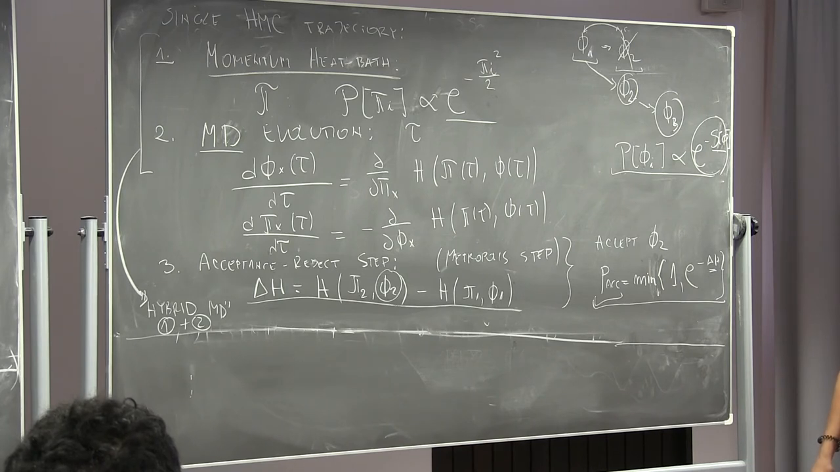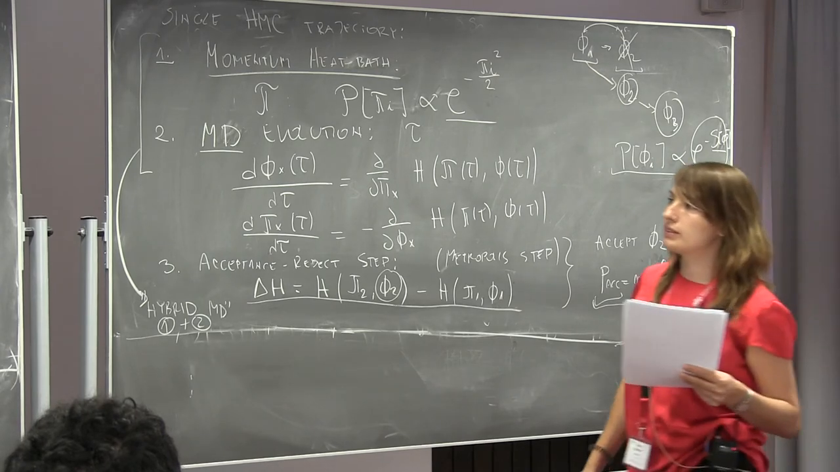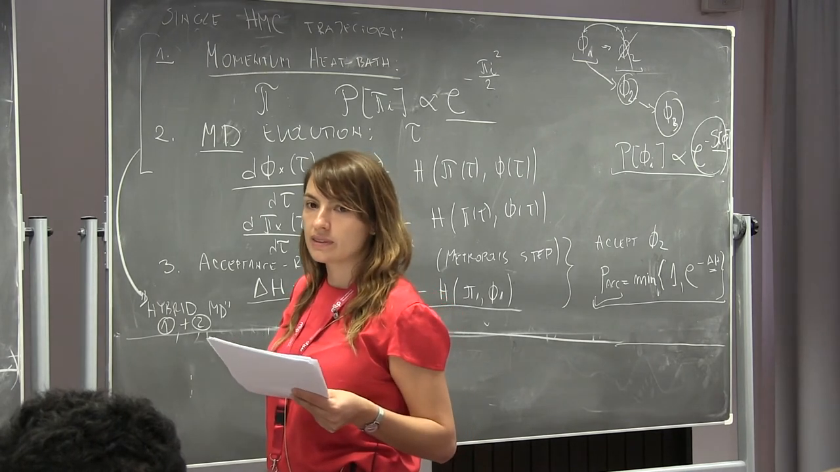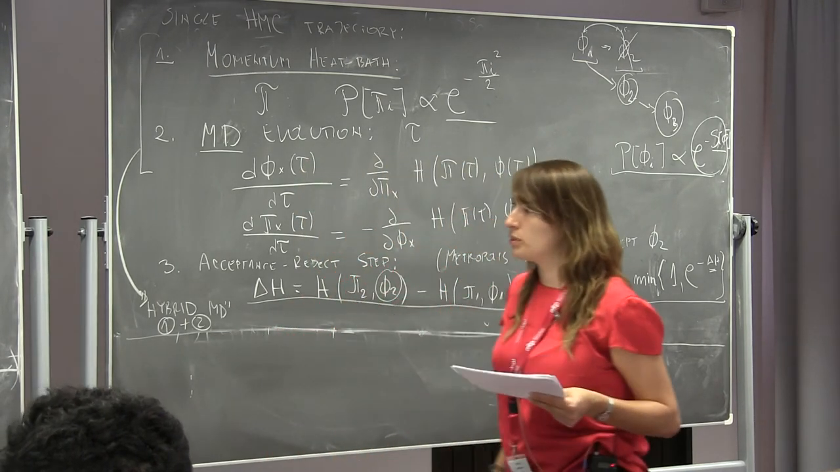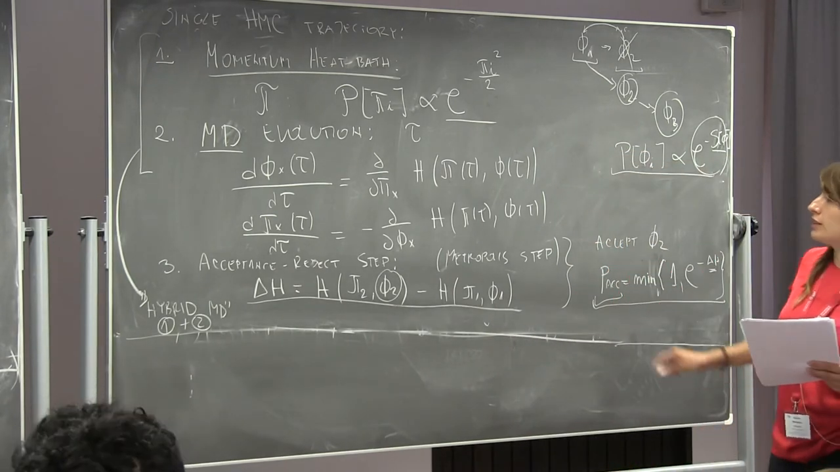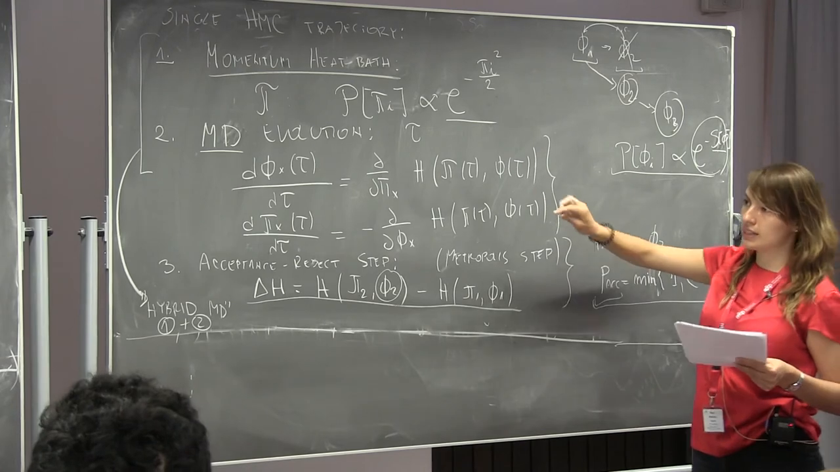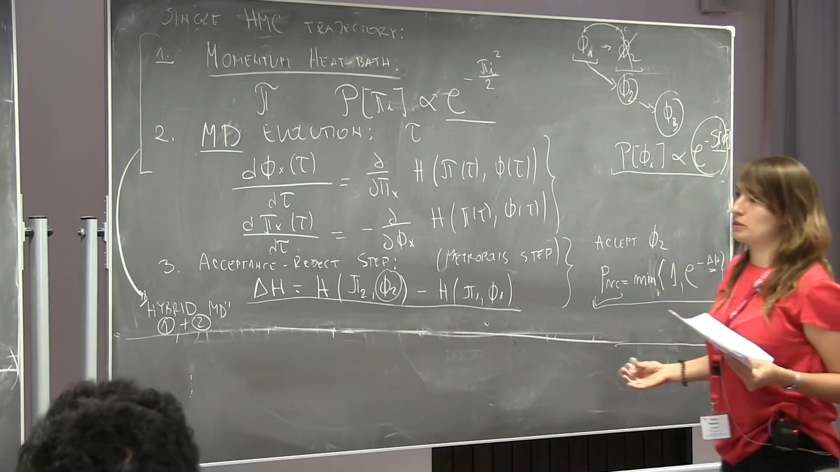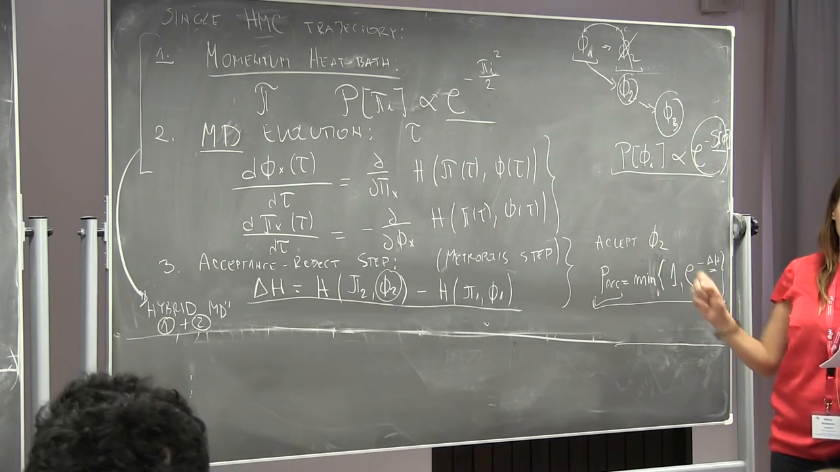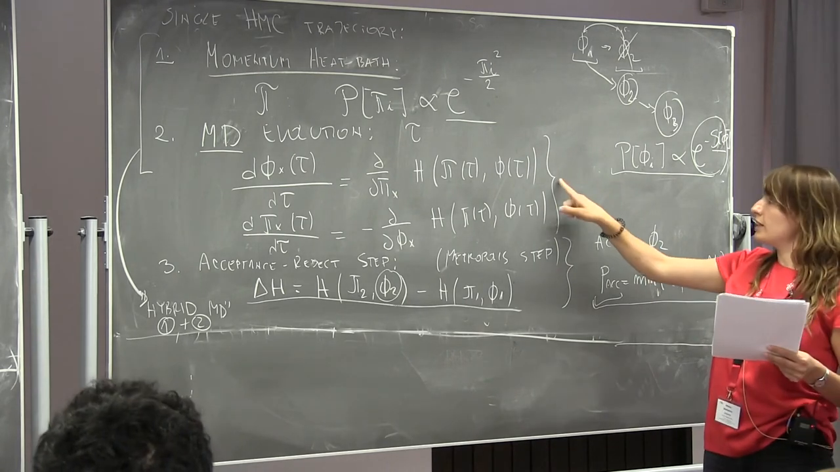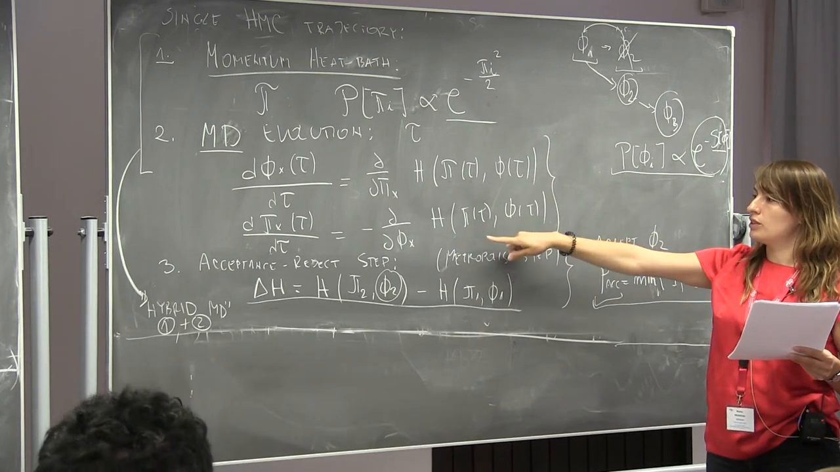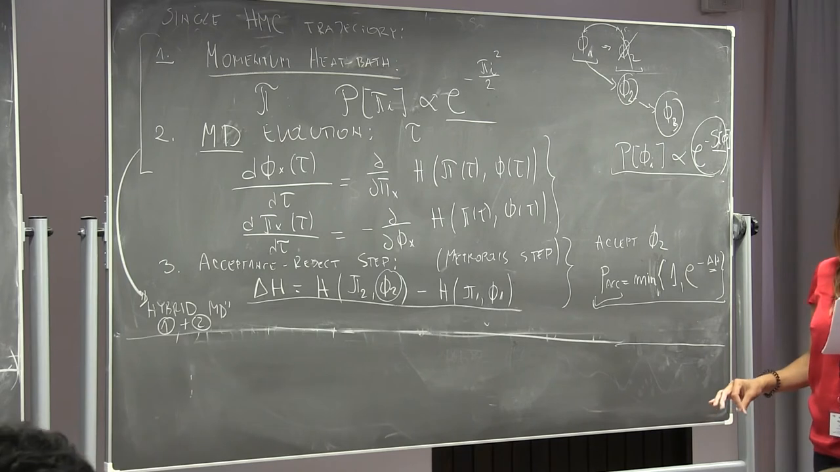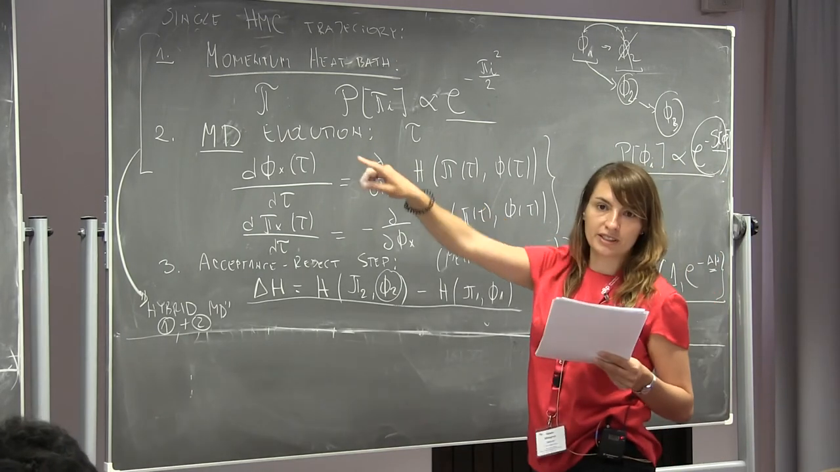Yes? I have a question about the second constraint there. In which step do we guarantee that the second constraint, the conservation of the phase space volume, will be conserved? Yes, we have to make sure of this in the second step. This is actually the Liouville theorem from statistical mechanics, but how we implement it in practice is basically by choosing the integrator of these molecular dynamics equations such that this measure is conserved.